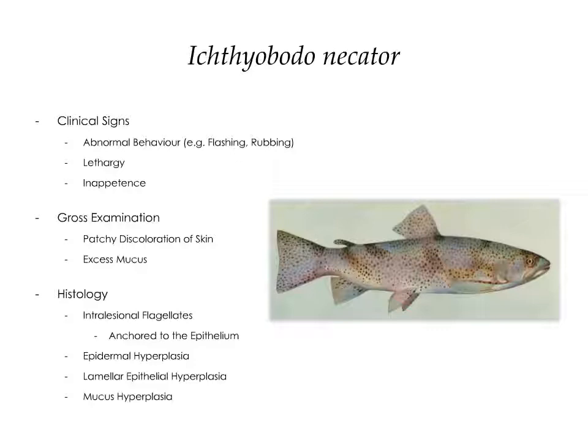On gross examination, there's patchy discoloration of the skin, which is associated with excess mucus production. Histologically, there are large numbers of intralesional flagellated protozoa anchored to the epithelium. This is associated with epidermal hyperplasia, lamellar epithelial hyperplasia, and mucocell hyperplasia. The image to the right is an illustration of what patchy discoloration might look like in an infected fish. This is a result of a thickening of the cuticle and epidermis in response to the parasitic infection.